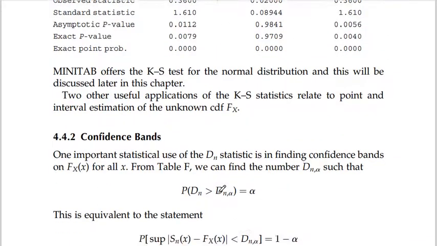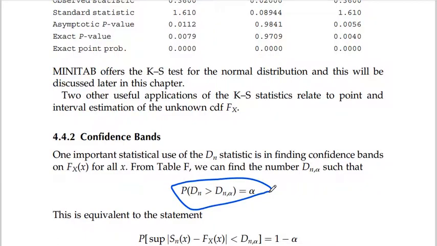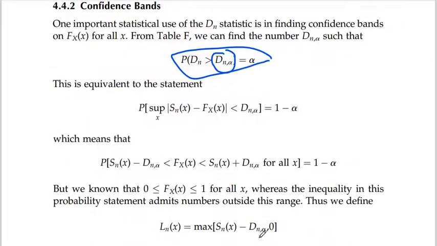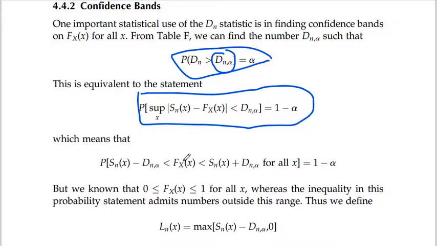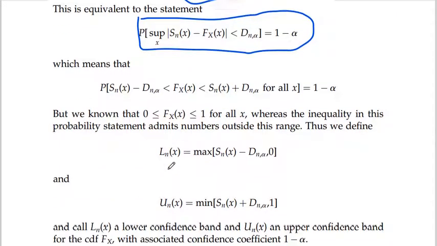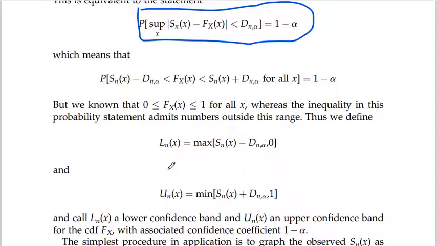Now, how to consider confidence bands? This is the formula for the confidence band: probability of D greater than or equal to Dn, the tabulated value, equals alpha. We all know how to construct the confidence band: you take the supremum, and probability equal to 1 minus lambda confidence interval. Then you can find the maximum and minimum of the confidence interval bounds.